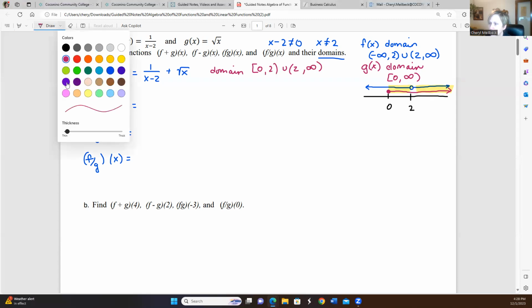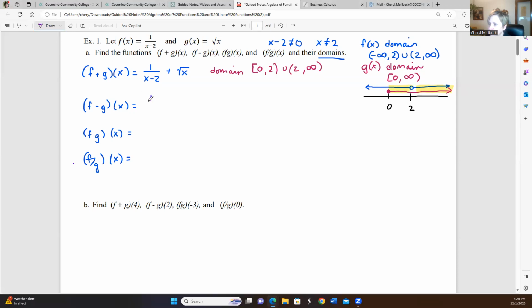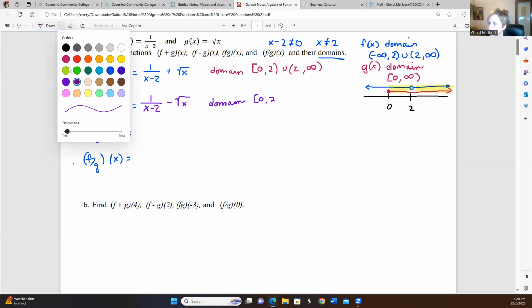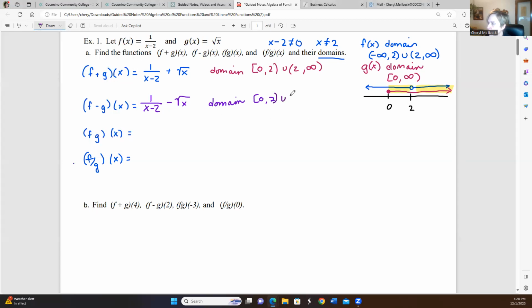Now, if we go on to part B here, it wants us to find f minus g of x. So we'll just have essentially the same thing as we had above, except we're subtracting the square root of x. Now, the domain again is the intersection of the two domains. So the domain for this one will be the same. It will be from 0 to 2, and, no, excuse me, that should be a parenthesis because it does not include 2. Then from 2 to infinity.